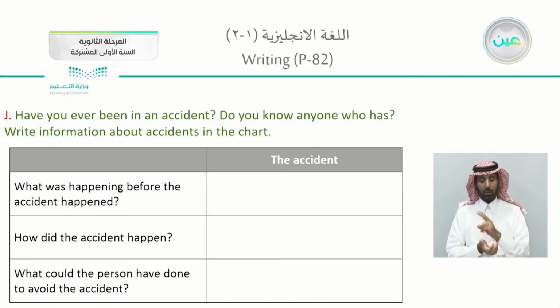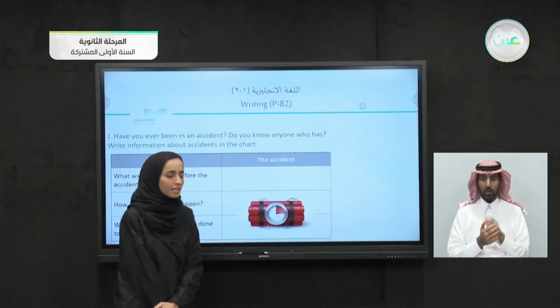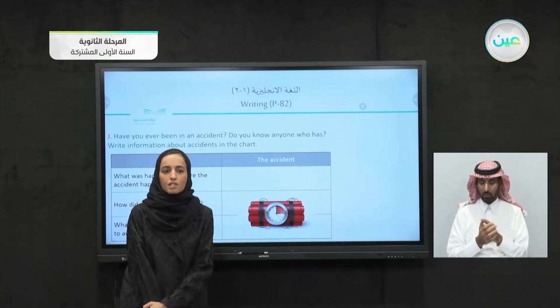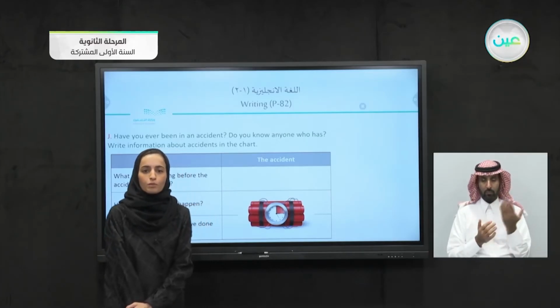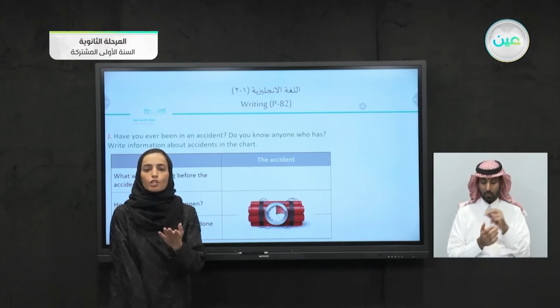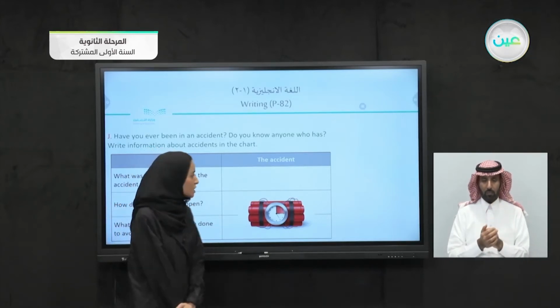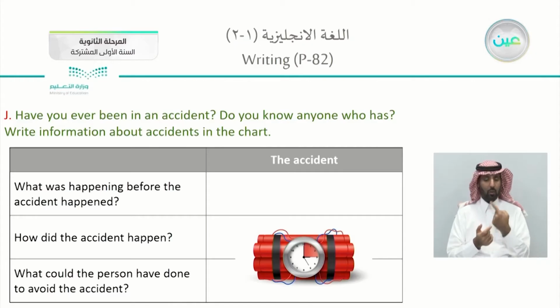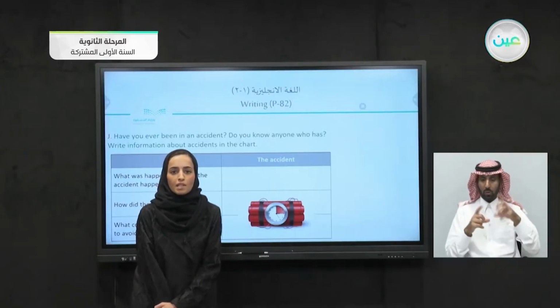In the same book, page 82, we have exercise J. Have you ever been in an accident? Do you know anyone who has right information about the accidents in the chart? So you will put one accident in your mind. Think about one of the accidents that we have read, or you have written about, or something you heard about, or that happened to you. For me, I will speak about what happened to PJs, the last story in the reading lesson: the man who is working with the dynamite.